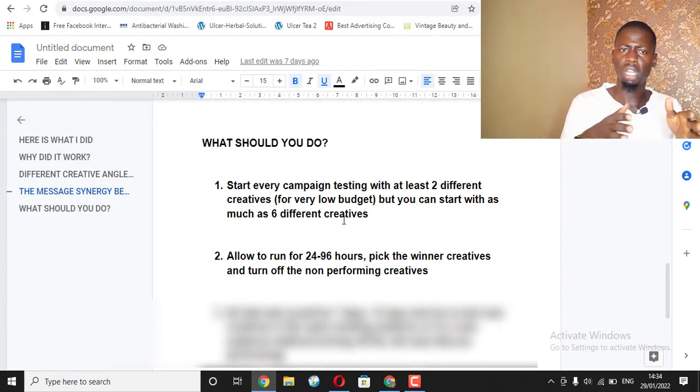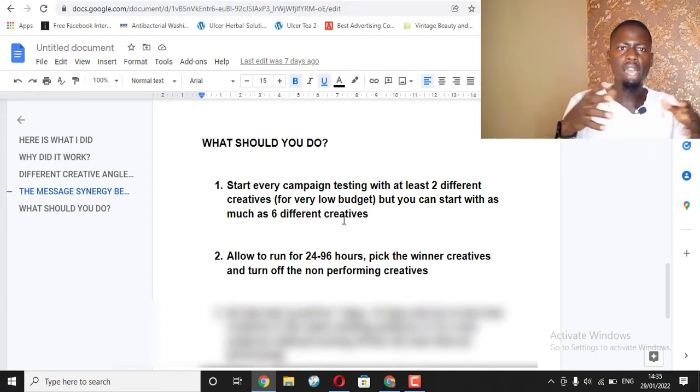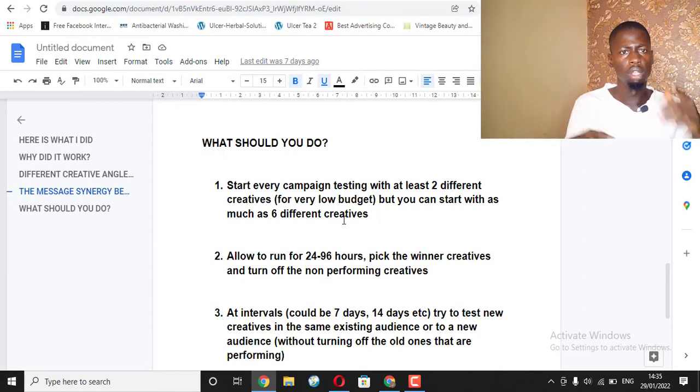You need to find out which one resonates more with your target audience, and whichever one resonates more is the one you want to pump more cash into. You want to blow it up so that a whole lot of people see that creative, get attracted to it, head over to your sales page or landing page and buy from you.